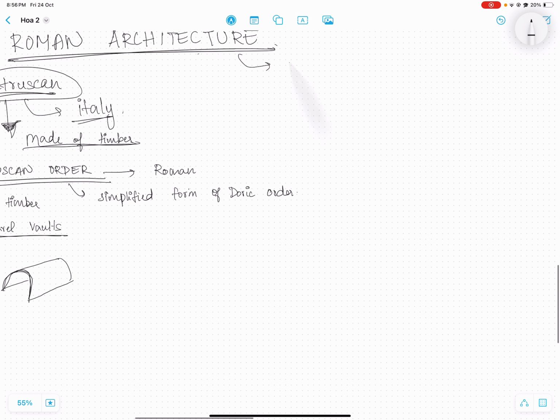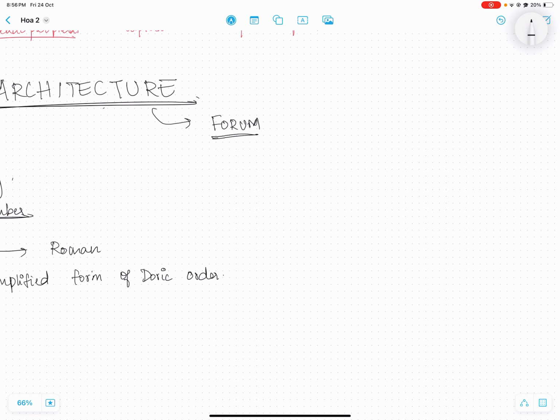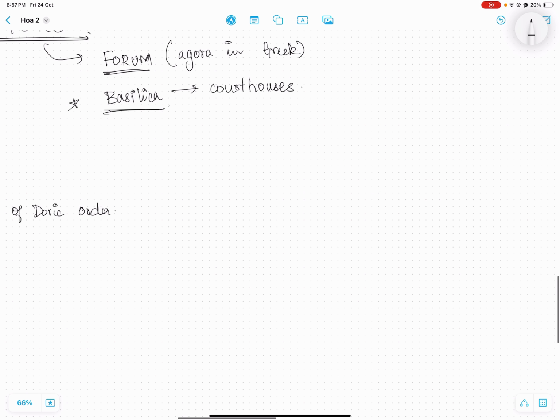So Romans had Forum, which is the Roman equivalent of the Agora in Greek. So this was much more like the Agora. And they had Basilica. Basilica was the courthouse for legal battles and business conversations, anything related to that.